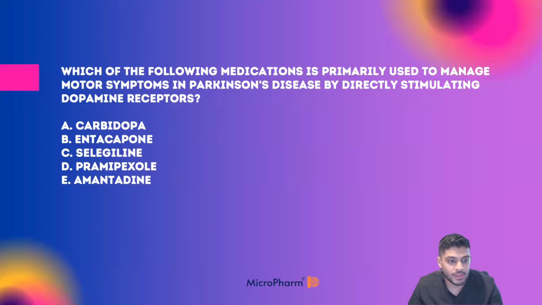Which of the following medications is primarily used to manage motor symptoms in Parkinson's disease by directly stimulating dopamine receptors?